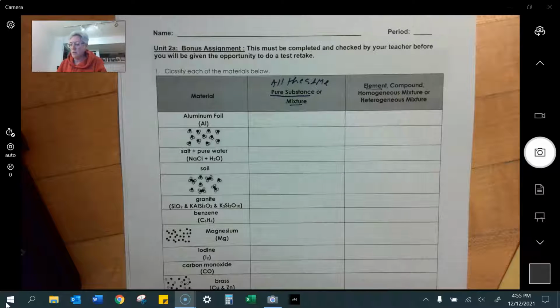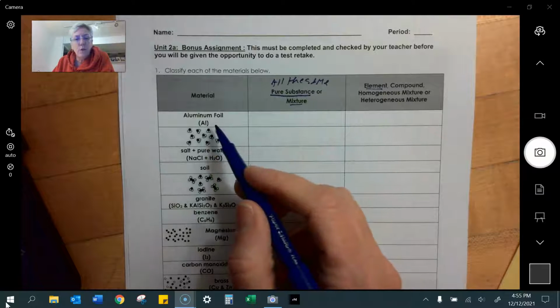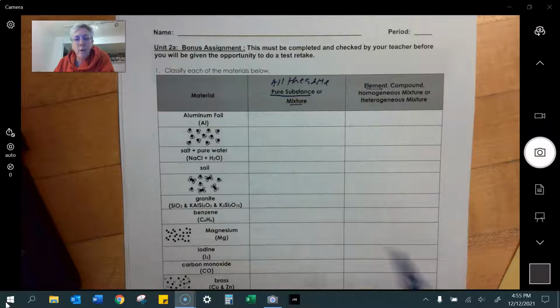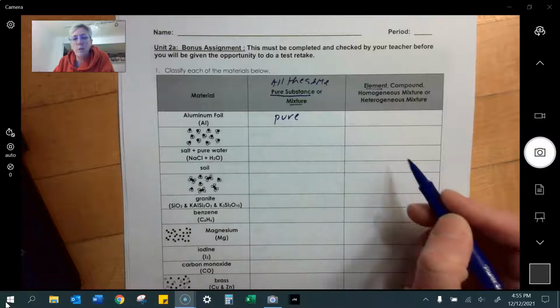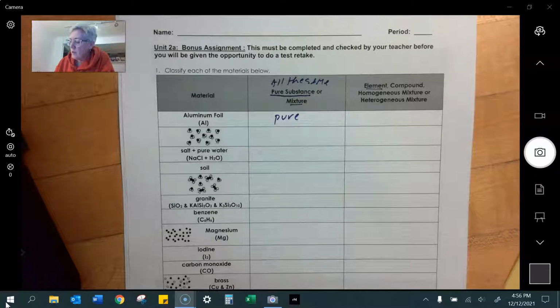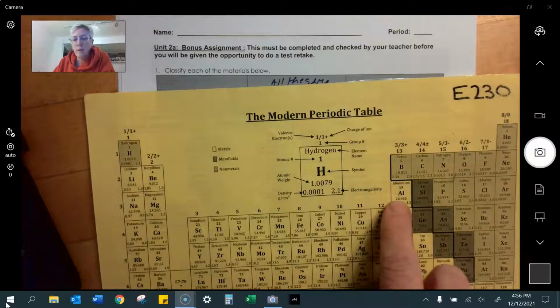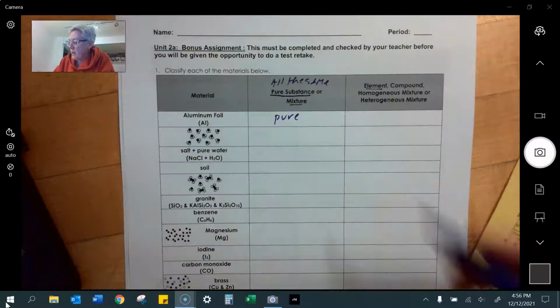So let's just go through this, okay? And again, hopefully you've already tried it, and you're just checking your answer. Aluminum foil: everything in there is aluminum foil, so that's a pure substance. And aluminum is straight off the periodic table, right there, so that is an element.